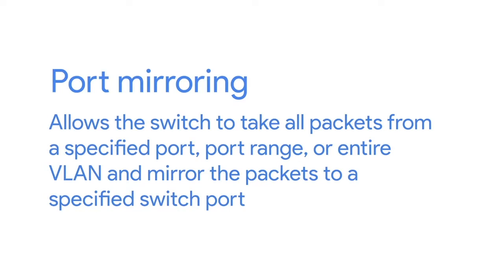But if your machine was inserted between the uplink port of the switch and the uplink device further upstream, now you'd have access to all packets in and out of that local network segment. Enterprise managed switches usually have a feature called port mirroring, which helps with this type of scenario. Port mirroring allows the switch to take all packets from a specified port, port range, or the entire VLAN, and mirror the packets to a specified switch port. This lets you gain access to all packets passing on a switch in a more convenient and secure way.